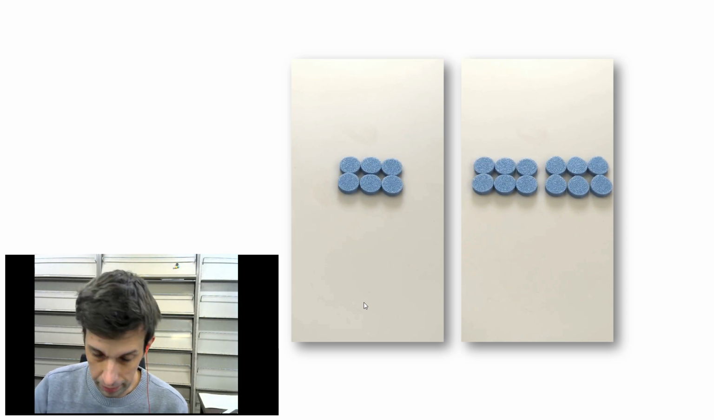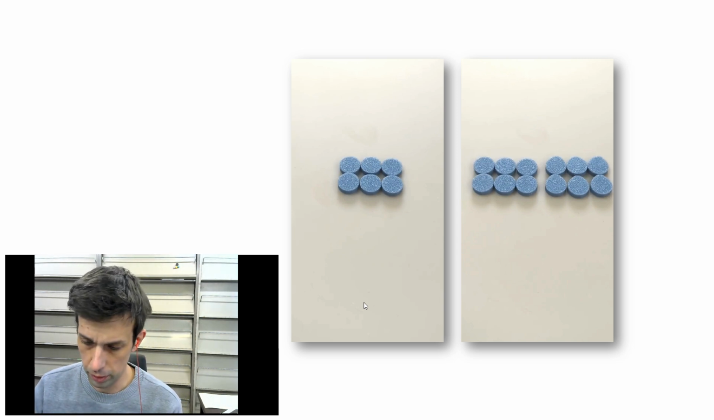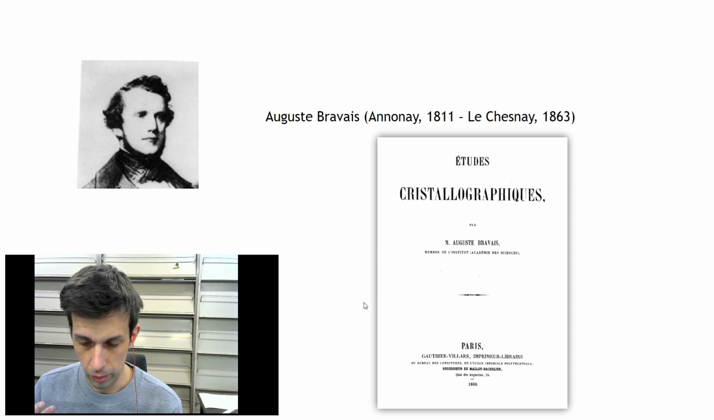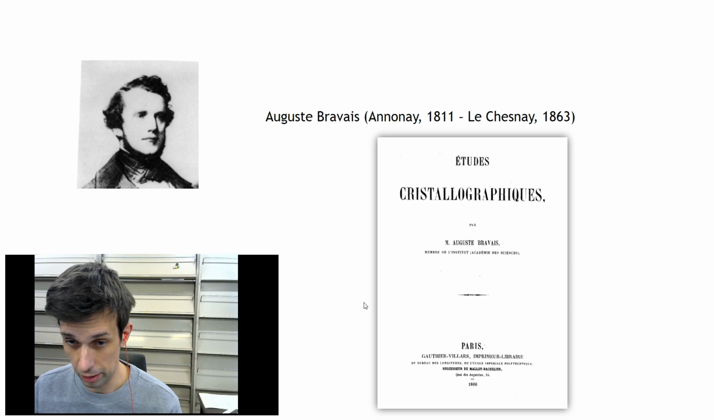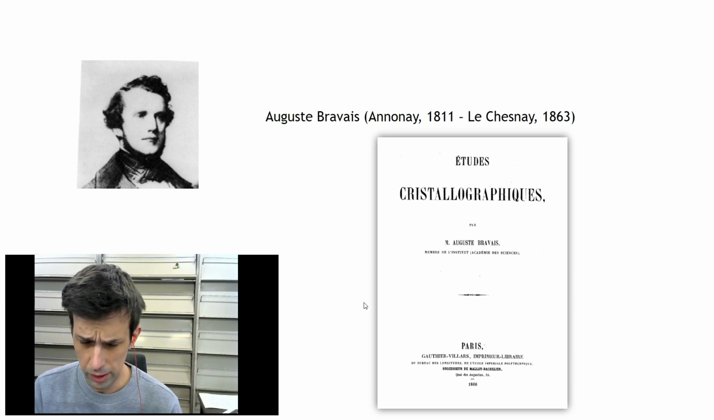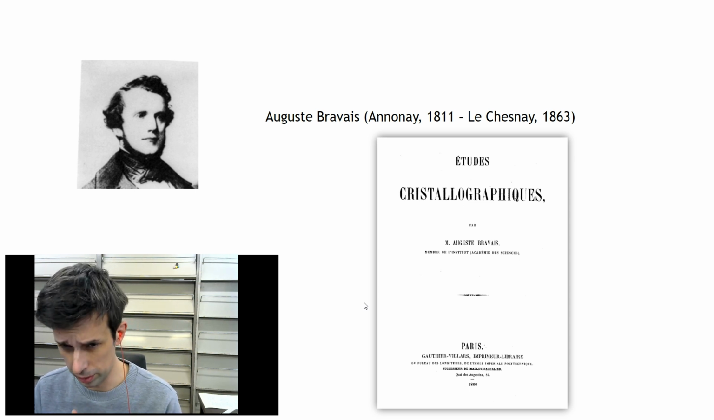This can be translated in three dimensions, of course. Today we'll speak about what Auguste Bravais did before me, because he made the models of the 14 main crystallographic structures, the crystallographic lattices. There are a lot of different ways to speak about crystallographic lattices. Today we will only focus on what Bravais did for us.